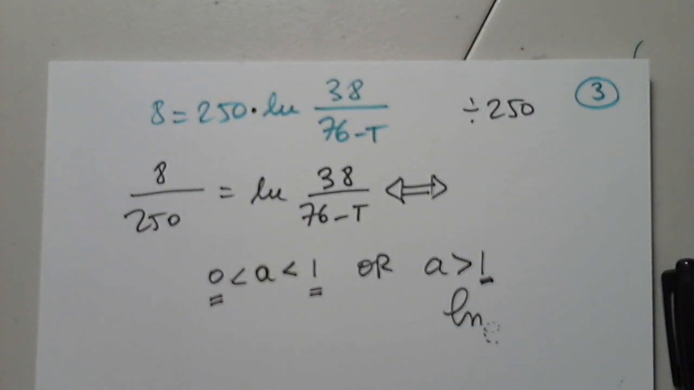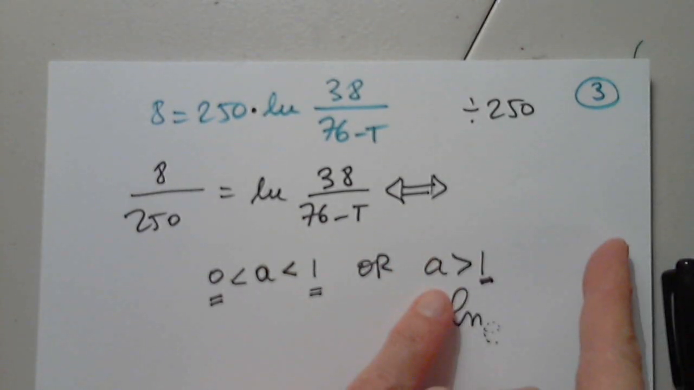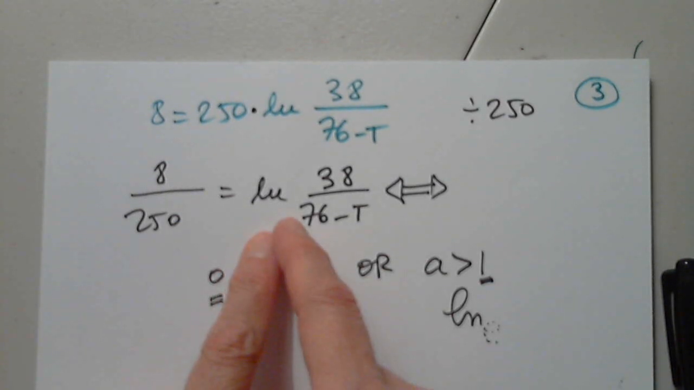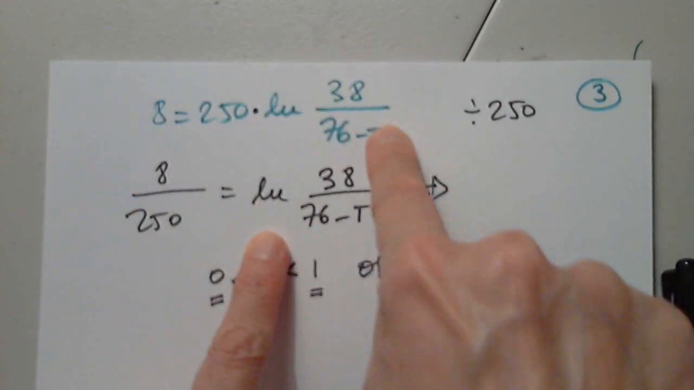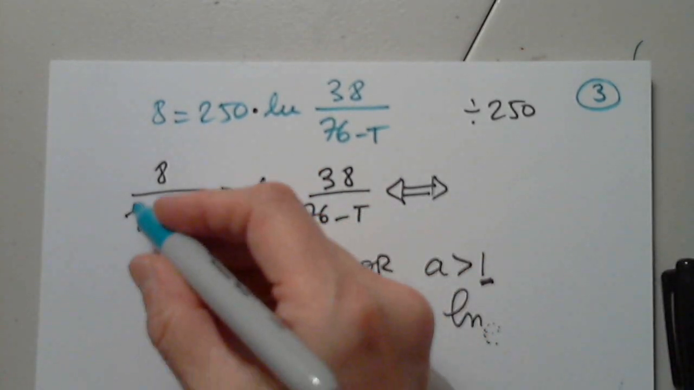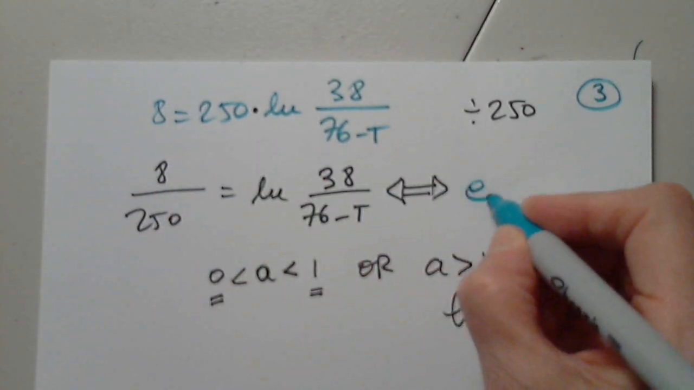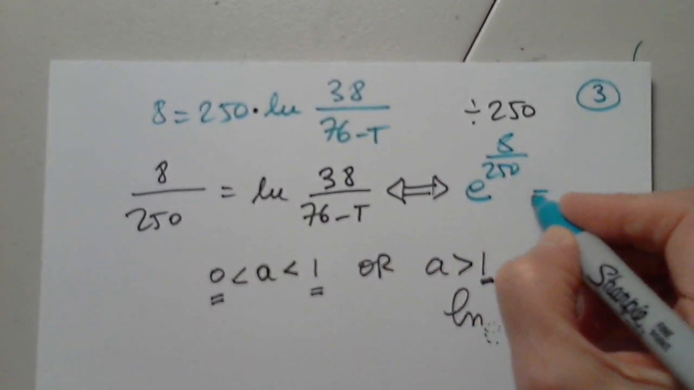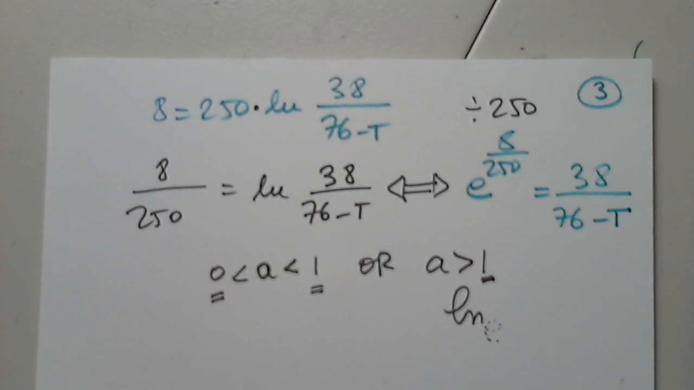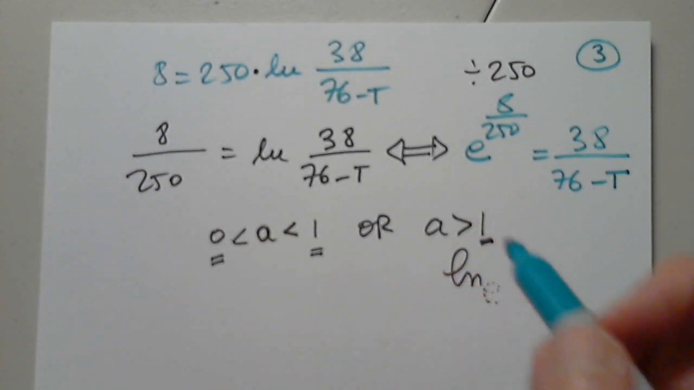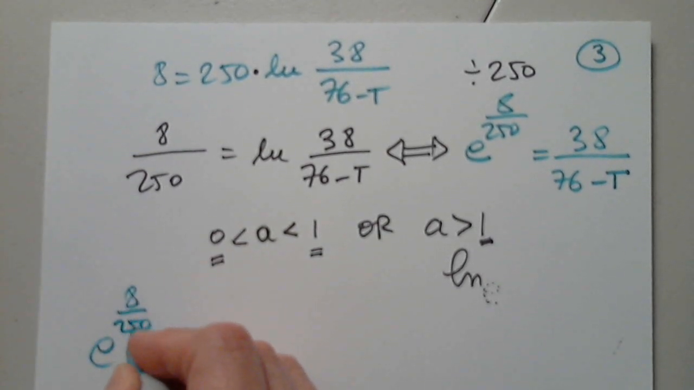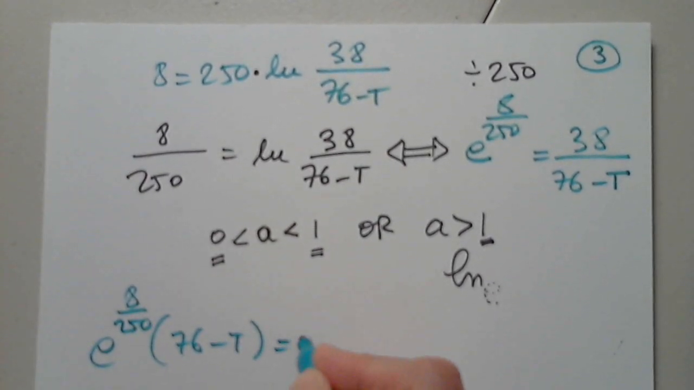Good. So let's continue. Now we have to change this into an exponential equation to finish it up. That's why I needed the base. The base raised to this number equals this number. So e raised to 8 over 250 equals 38 over 76 minus t. Don't do anything, just multiply by 76 minus t. So e to 8 over 250 times 76 minus t equals 38.